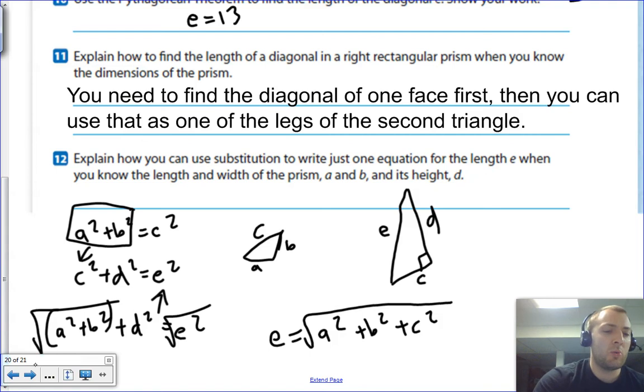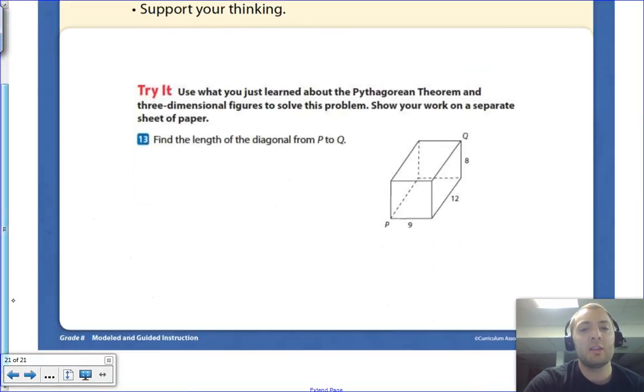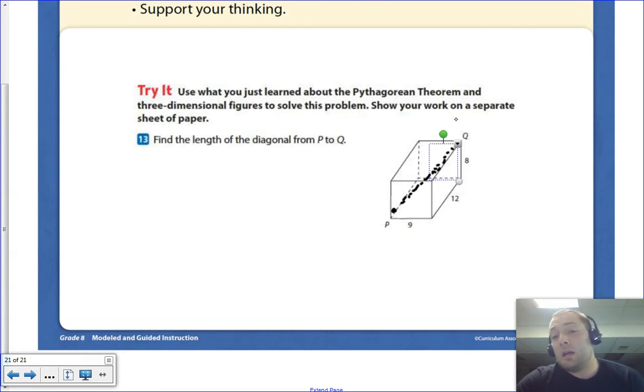Okay? So what I'd like you to try on your own is number 13. It says find the length of the diagonal from P to Q. So it's going from here to here, that little dotted line that went across there. And again, if you wanted to make a right angle, you'd have to find the diagonal that would form with it, because we have the height is 8, but we don't know what that other leg is. But you can use the 9 and the 12 to find it.